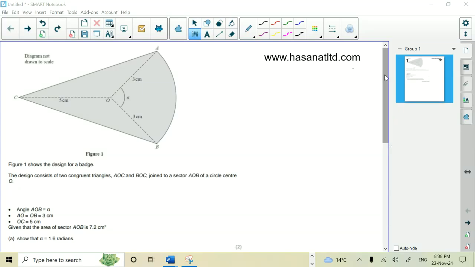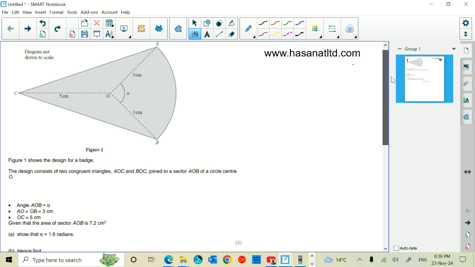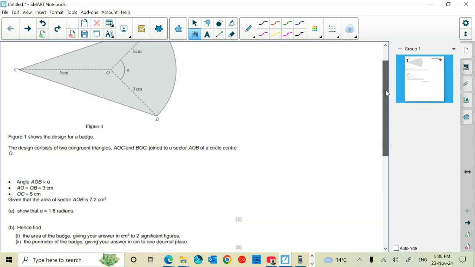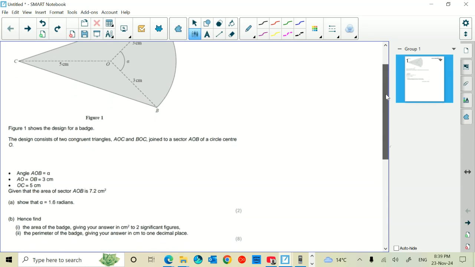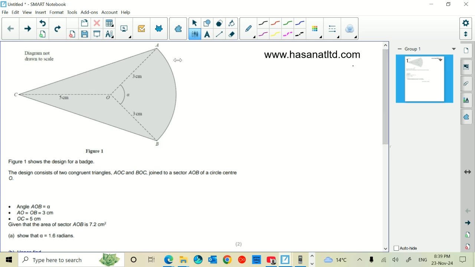Area of sector, international A-level question. Figure 1 shows the design for a badge. The design consists of two congruent triangles AOC and BOC joined to a sector AOB of a circle, center O. It says that angle AOB is equal to alpha, AO is equal to AB, which is equal to 3 centimeters. We can see that there.